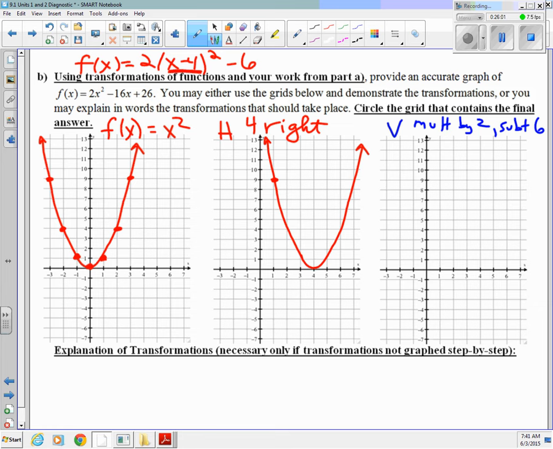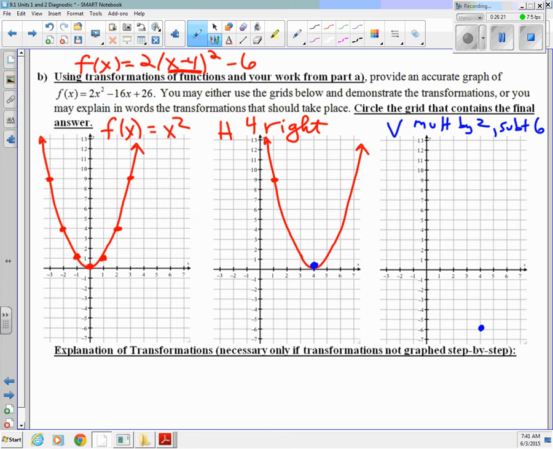So I'm going to do that to each point. I'll take the vertex right now. 4, I'm going to multiply by 2. The y value is 0, so 0 times 2 is 0. And then I'm going to subtract 6. So that goes down 1, 2, 3, 4, 5, 6. And that's our vertex that we got before. Again, it all should agree with each other.